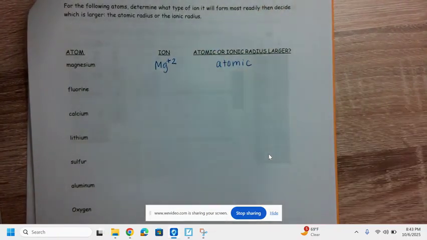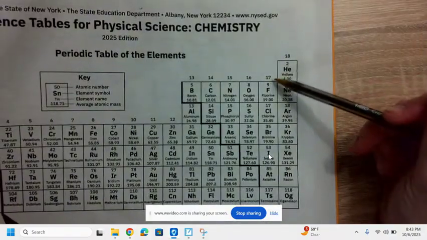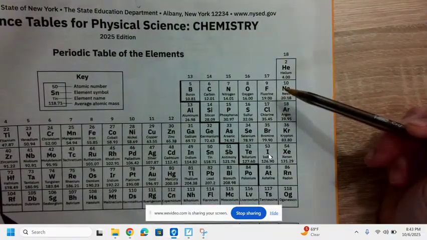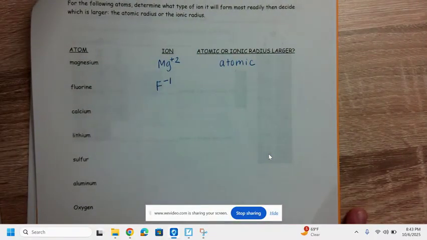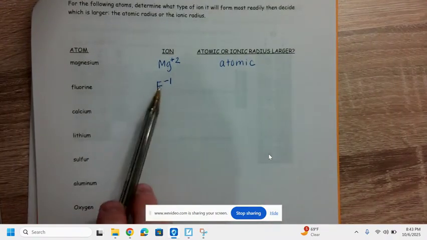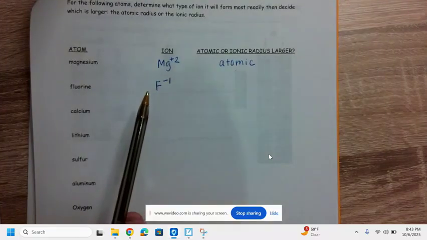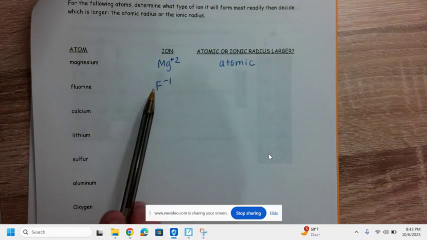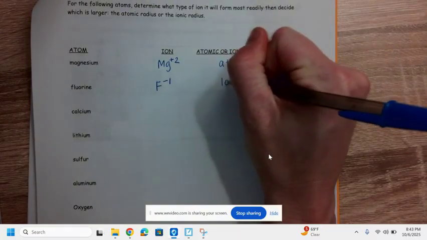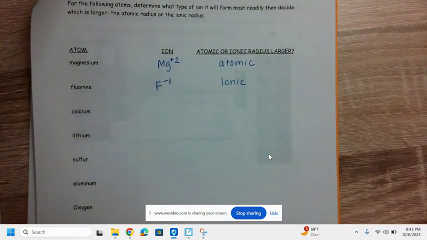Let's take a look at fluorine. Fluorine has 7 valence electrons. It wants to gain 1 electron to have 8. Remember, when something gains an electron, it has a negative charge, so -1. So let's compare this to the atom. Remember, when something gains an electron and becomes negative, it gets larger. So that means the fluorine ion is larger than the atom. So we would say the ionic radius is larger.